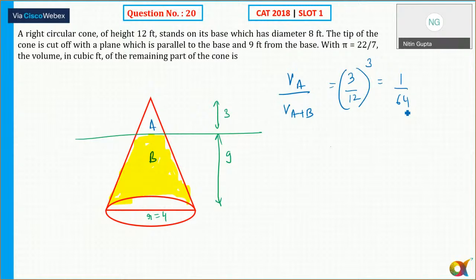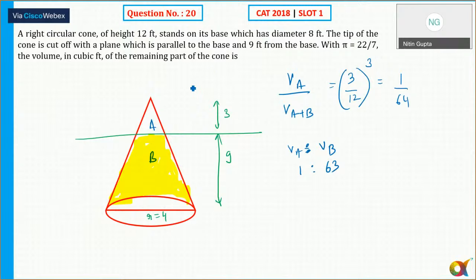Now the question is the volume in cubic feet of the remaining part of the cone. So the volume of A is to the volume of B. What is the ratio? That is 1 is to 63. Just a minute. Yes. So the ratio is 1 is to 63.